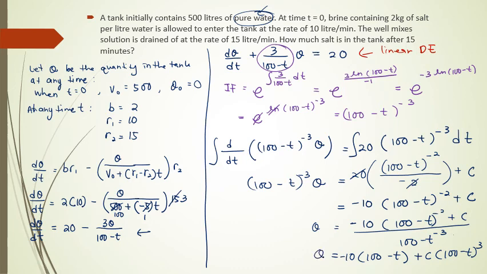Right, so next, look at t equal to 0. At t equal to 0, V naught equal to 500 and Q naught equal to 0. See? So we substitute Q as zero, because we want to find C.